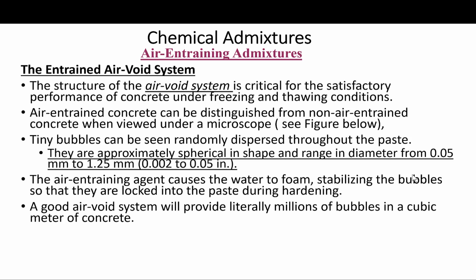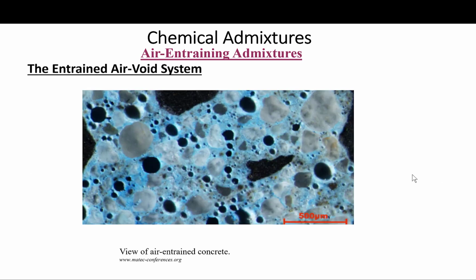The air-entraining agent causes the water to foam, stabilizing the bubbles so that they are locked into the paste during hardening. Okay, so a good air void system will provide literally millions of bubbles in a cubic meter of concrete. As you can see, this is a view under a microscope, and it shows the air bubbles throughout the paste, a fraction of the concrete.